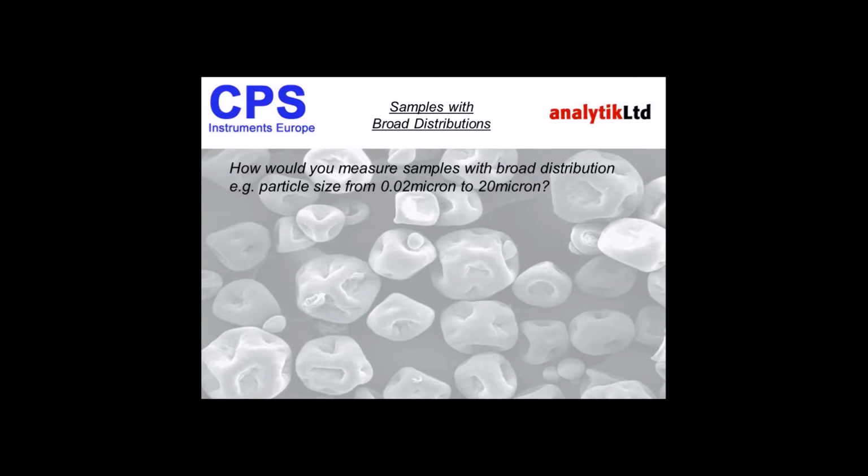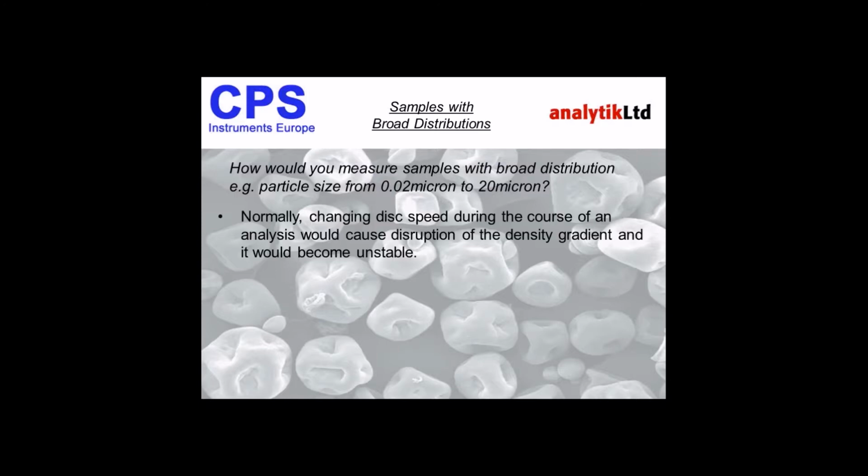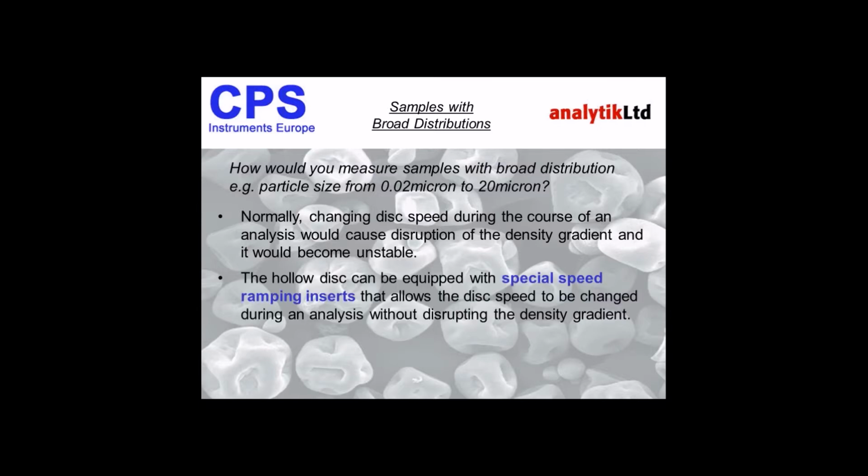Wouldn't it be great if you could ramp up the speed somehow, where you start off the disk very slowly, separate out the large particles, and then ramp up the speed to its maximum speed to separate the fines? Would work fantastically. However, the problem you find is that if you change the disk speed, this will cause disruption of the density gradient and it would become unstable. This has all got to do with turbulent mixing and the fact that the fluid does not move at the same speed as the moving disk. How can we overcome that?